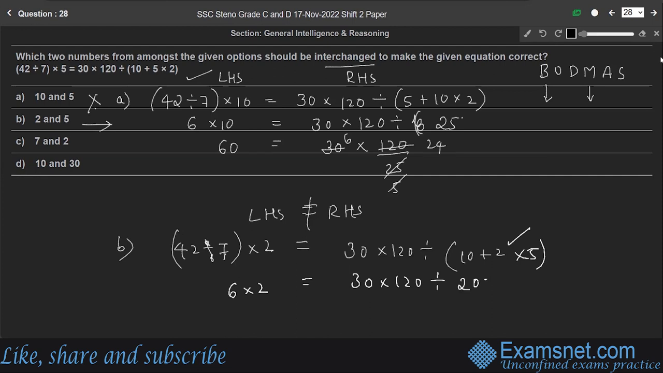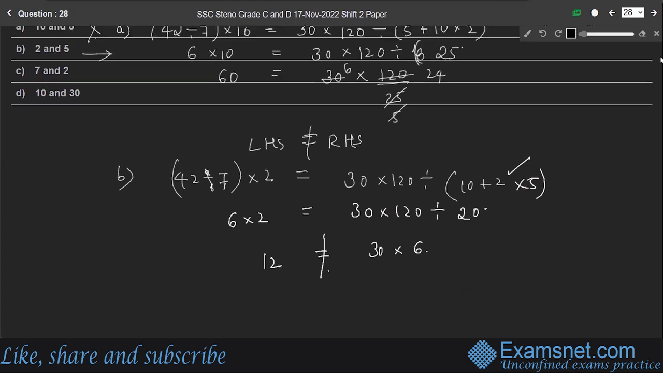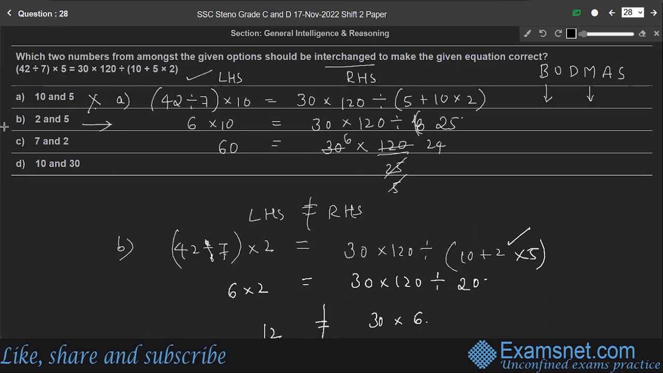To the right-hand side part, again, we are applying BODMAS rule, in which the division part comes first. 30 into 120 by 20 is 6, whereas 6 into 2 is 12, which is not equal to 30 into 6, which is 180. Therefore, if we interchange 5 and 2, the given equation will not get satisfied.